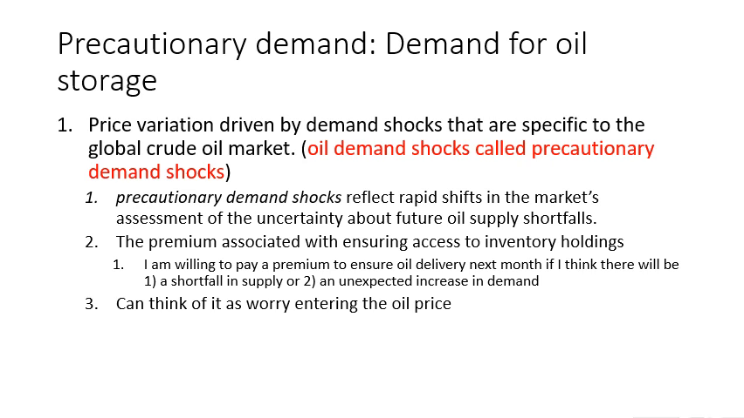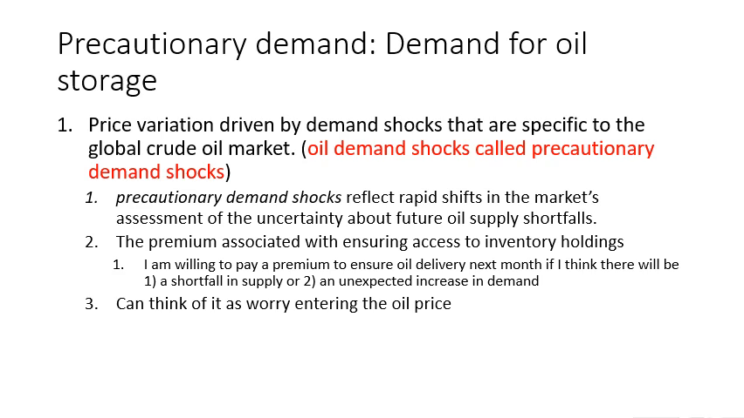or they think, in other words, that there's a tight market, demand is going to be higher than supply. There's going to be a run on oil in the future, causing what we call precautionary demand shocks, or shocks that are specific to the oil market. This is also considered the premium associated with ensuring access to inventory holdings. If you're a refiner, you do not want to shut down your refinery in the event that there's a supply shortage in the near future, and so you're willing to pay a premium to ensure access to oil.